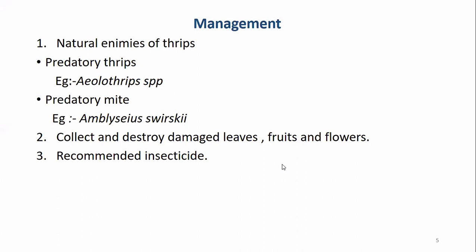Predatory thrips and predatory mites are the natural enemies of Scirtothrips dorsalis. Here, the predatory thrips, Aeolothrips species, are natural enemies. Among predatory mites, Amblyseius is the predatory mite for the thrips. Also collect and destroy the damaged leaves, fruits and flowers. Sometimes nymphs or adults survive in the damaged leaves, so we need to destroy the damaged parts and use a recommended insecticide.